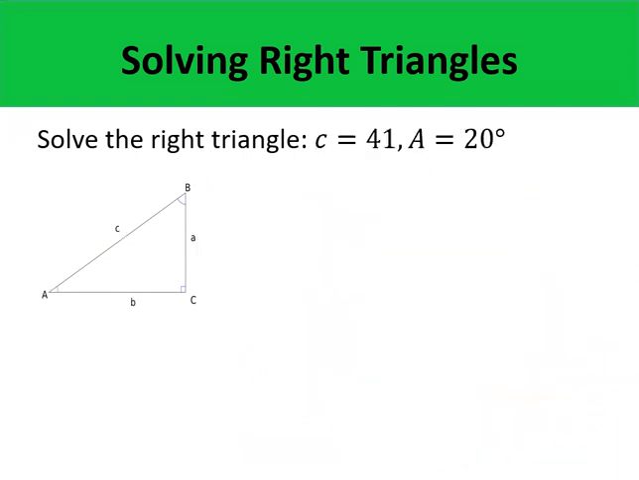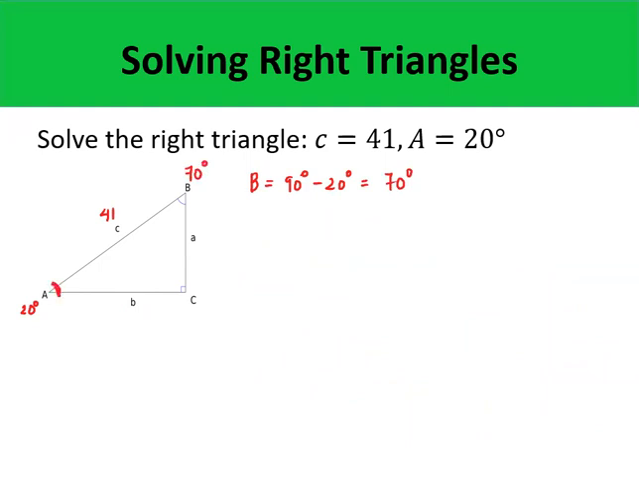Okay, next let's try to solve the right triangle with angle C as the right angle, but with the given information that side small c is 41 units and the measurement of angle A is 20 degrees. So let's use again the relationship of the interior angles. Since we have A and C already, we can solve for angle B by just subtracting angle A from 90 degrees. That gives us angle B is equal to 70 degrees.